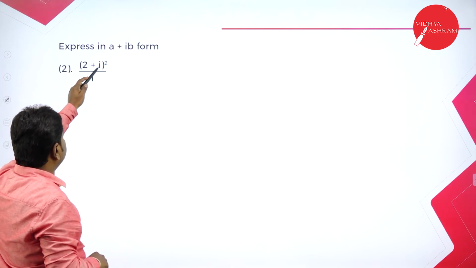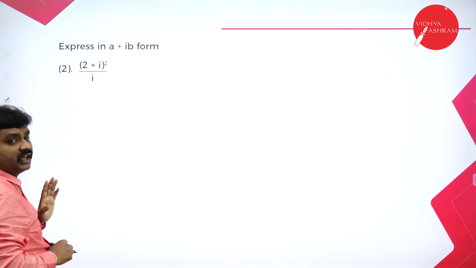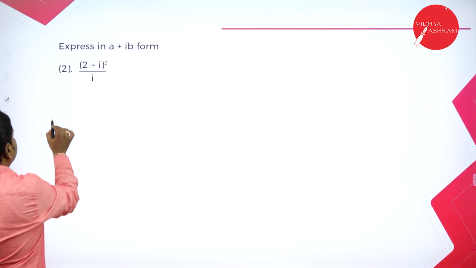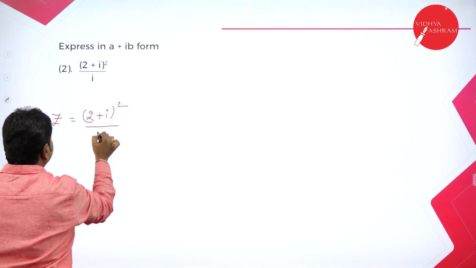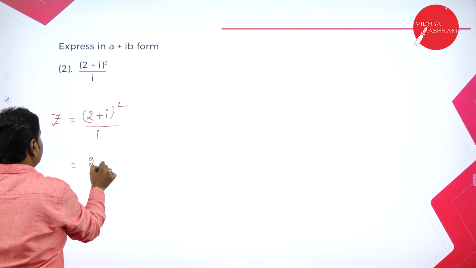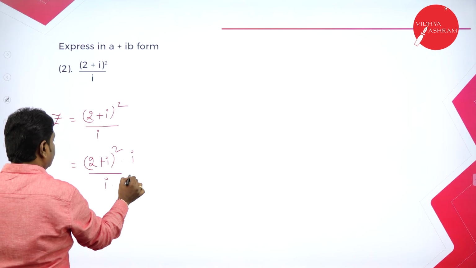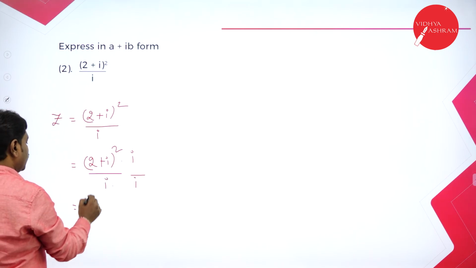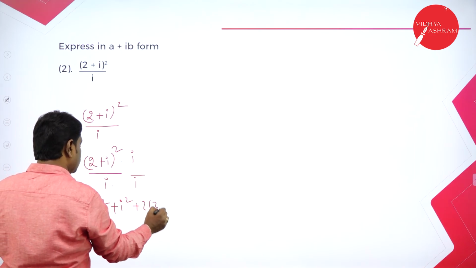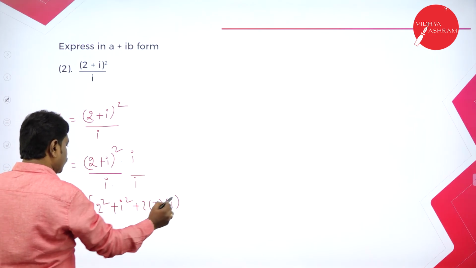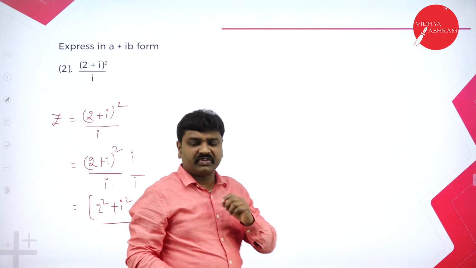Further, we have 2 plus i the whole square by i. So first thing is expand this and eliminate i in the denominator. How to eliminate i in the denominator? So divide and multiply by i. So the rationalizing factor for i is i only. So what I'll do? 2 plus i the whole square, let it be, into i divided by i I'll do. I'm dividing and multiplying by i. So numerator a plus b the whole square: a square plus b square plus 2ab, into outside I have i, divided by denominator i into i is i square. So simplify this further.